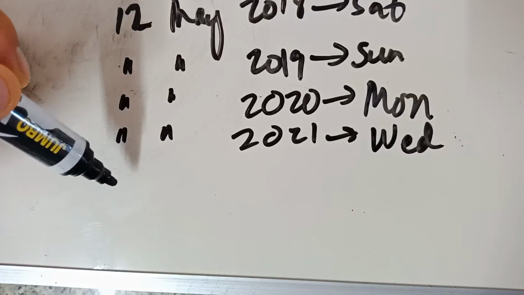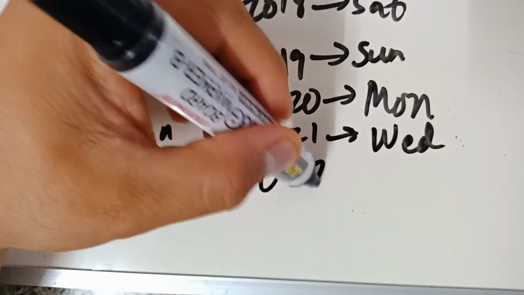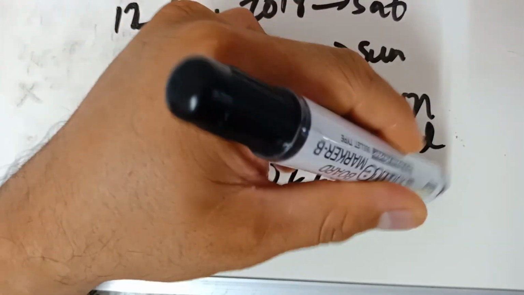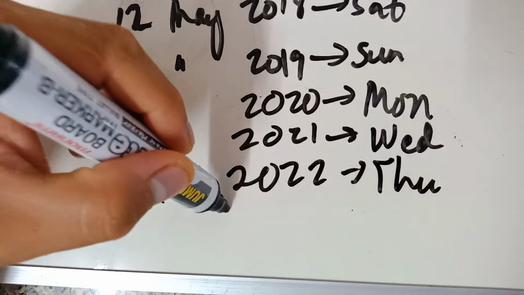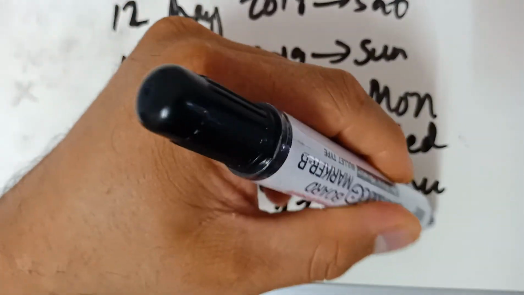And then 2022 of 12 May will be Thursday. And lastly, 2023 of 12 May is Friday. So this is what we're looking for.